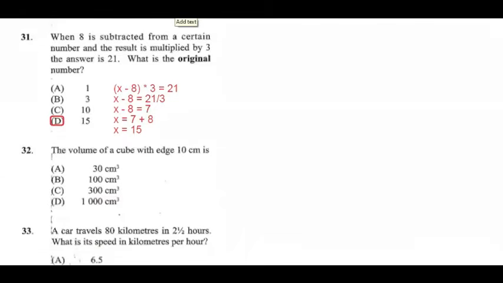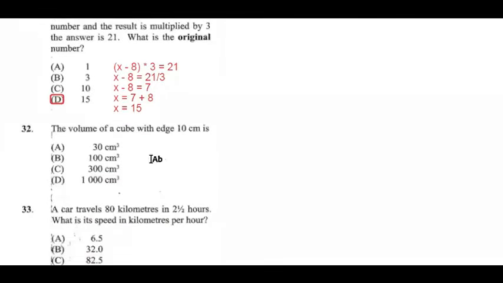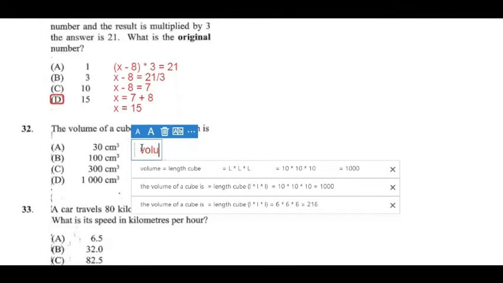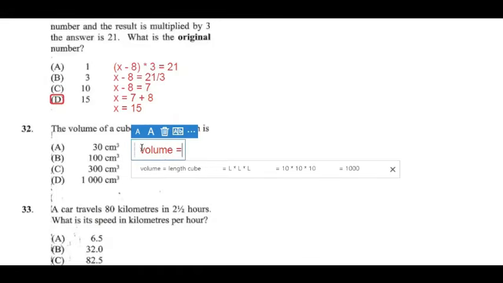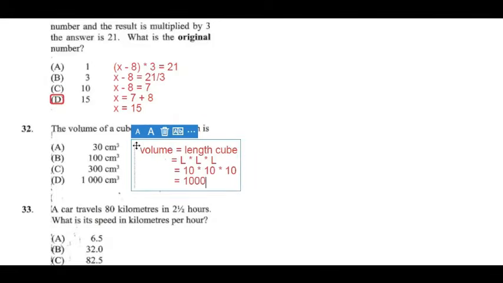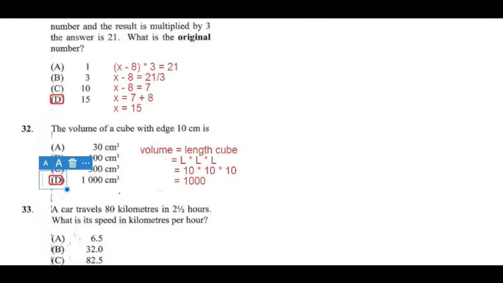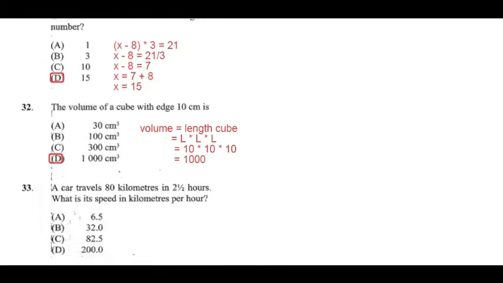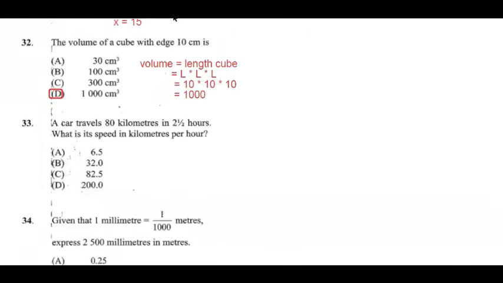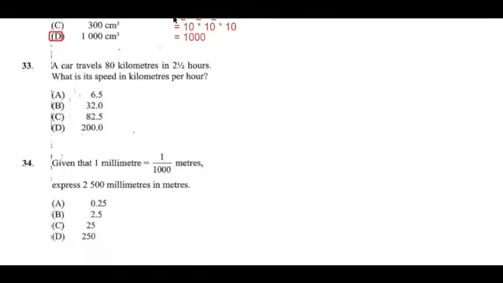32, the volume of a cube with edge 10 centimeters is, remember the equation, volume is equal to edge cubed, or length cubed, so it is length times length times length, or edge times edge times edge, so it is 10 times 10 times 10, and that is 1000. And if you've been practicing, I don't have to tell you that that question has been repeated many times.